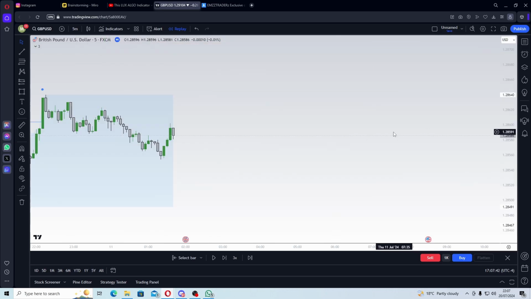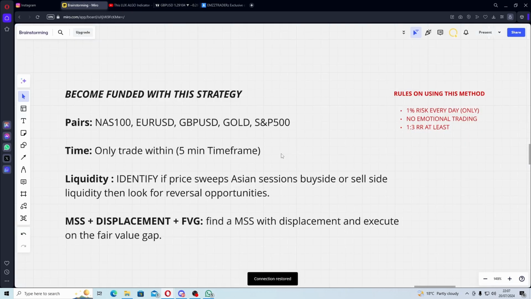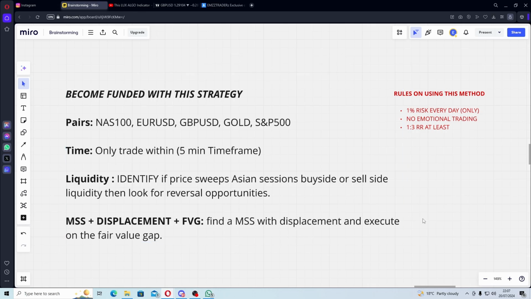Okay guys, now that we're on another example, I'm going to be just showing you the checklist again so you can have a brief look over it. So we need to identify if price sweeps Asian session's buy side or sell side liquidity, then look for reversal opportunities. Okay, and we also need to find a market structure shift with the displacement and execute on the fair value gap. But all of this is actually solved by this indicator.